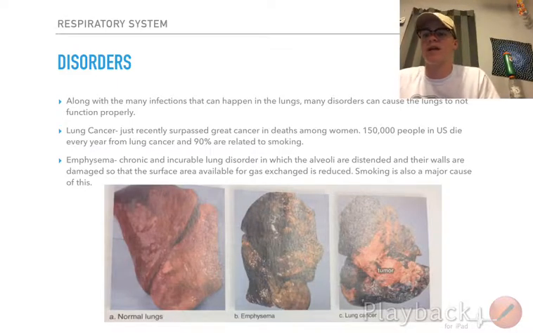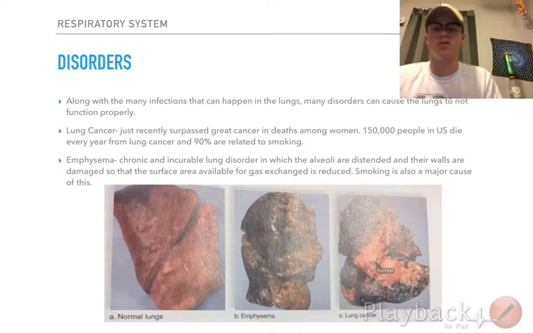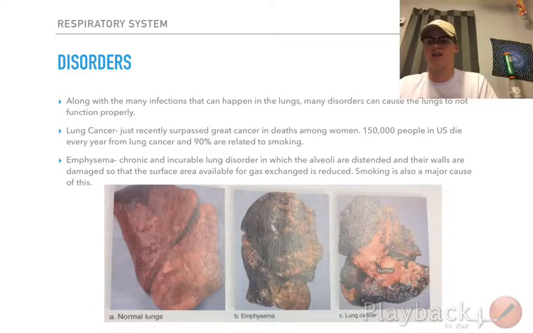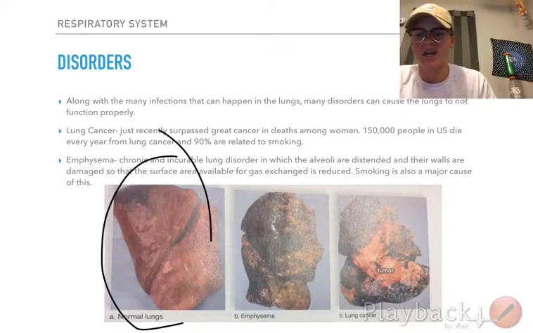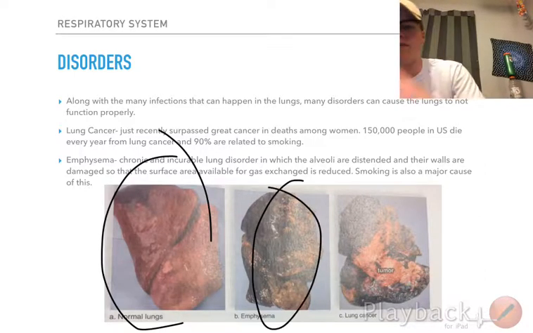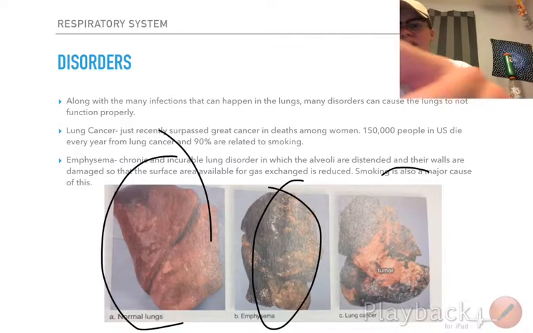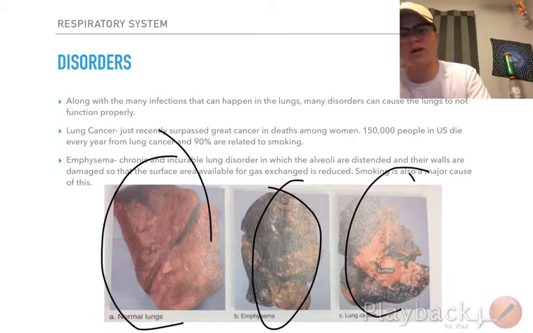And then emphysema, a chronic and incurable lung disorder in which the alveoli are distended and their walls are damaged so that the surface area available for gas exchange is reduced. Smoking is also a major cause of this. And you can see in the bottom here some normal, healthy lungs looking pretty rich. And then you have the emphysema right here, which is looking very dark and brown. And then lung cancer, which also looks rather dark. You can kind of see a tumor.